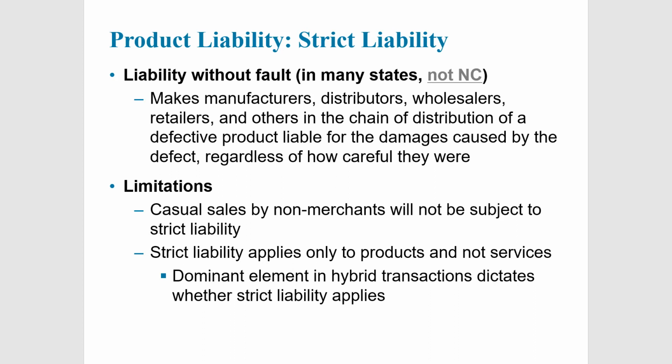The third theory that we talk about is strict liability. One major thing to point out here is that North Carolina, for product liability cases, does not recognize strict liability as a cause of action. The main idea behind strict liability is that if somebody is harmed by a product, not only can I hold the manufacturer liable, but I can hold the distributors, the wholesalers, the retailers, whoever else is in that chain of distribution of a product could potentially be held liable, even if they didn't do anything wrong.